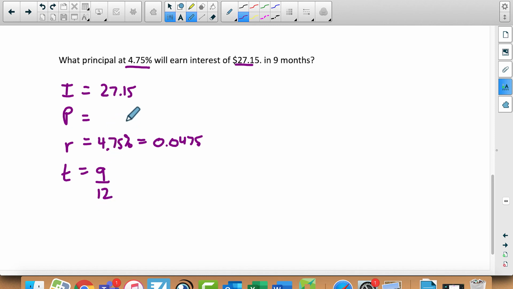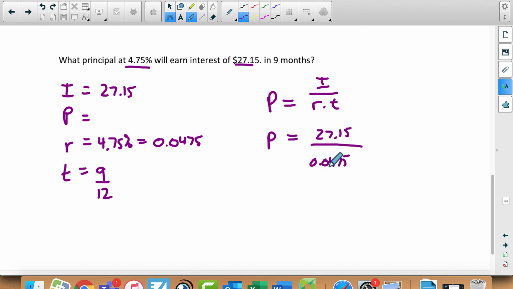Okay, how do we do this? We got to figure out what P is. Remember the formula for just finding out P? You can look back on the previous page if you want, but it's I divided by R times T. So let's go through that. I is 27.15 divided by R, which is 0.0475, times T, which is 9 over 12.